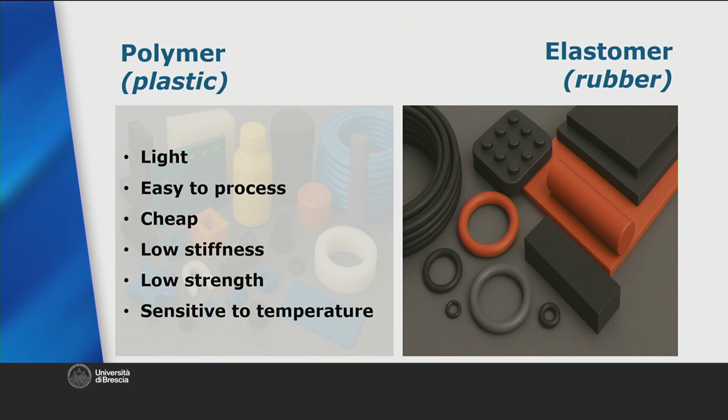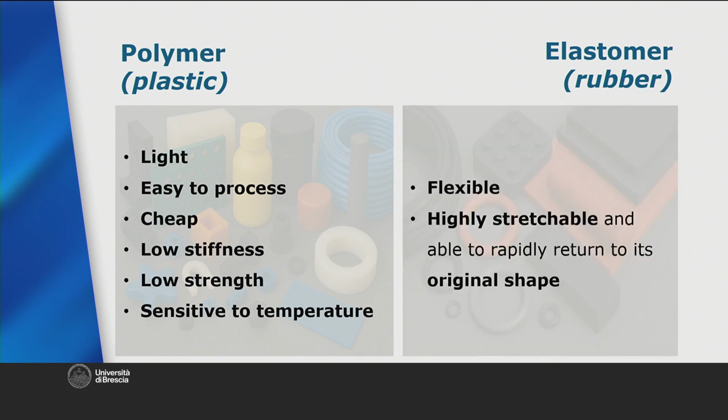Their behavior changes significantly with temperature. At low temperatures, they tend to become rigid and sometimes brittle, while at high temperatures, they become more flexible. Many polymers even lose their properties once the temperature goes above 150 degrees Celsius. Closely related to polymers, we find elastomers, more commonly known as rubbers. They share many of the properties of plastics, but are distinguished by unique characteristics. They are extremely flexible and capable of significant deformation, then quickly return to their original shape.